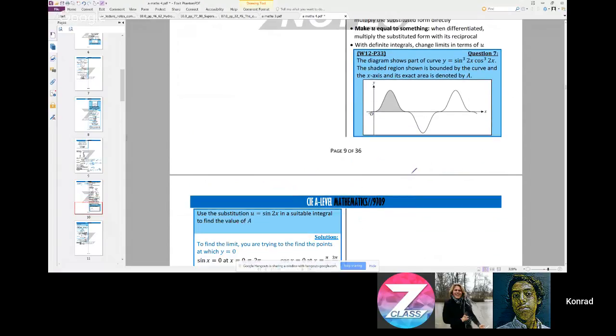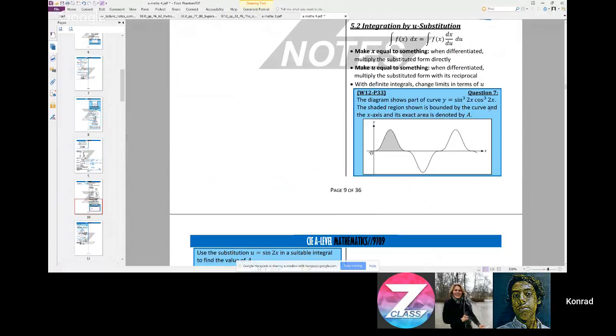The example that they've given us here, we have y equals, so we have a function that is sine cubed of 2x, cos cubed of 2x, right? And they want us to use the substitution u equals sine of 2x.